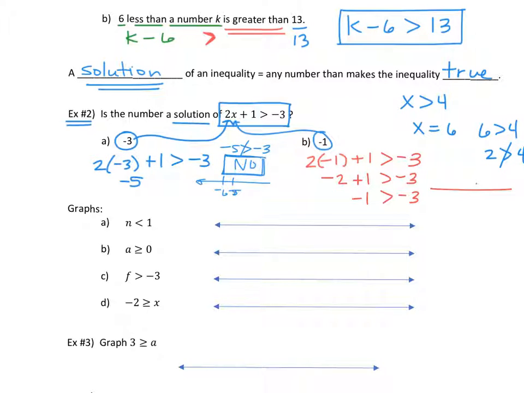If you think of a number line, here's 0. This would be -1, -2. This would be -3. The further left you go, the smaller your number is getting, right? So -3 is smaller than -1. In other words, -1 is greater than -3. So is this a solution? Your answer would be yes.